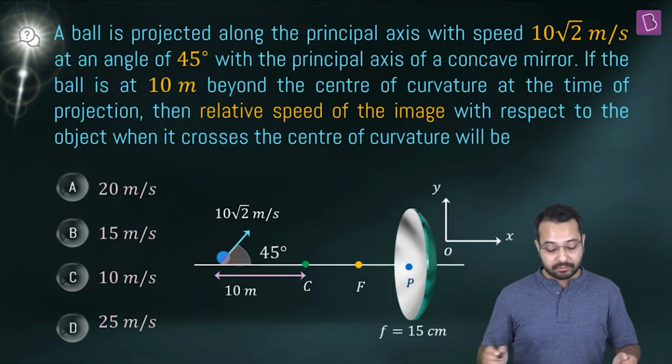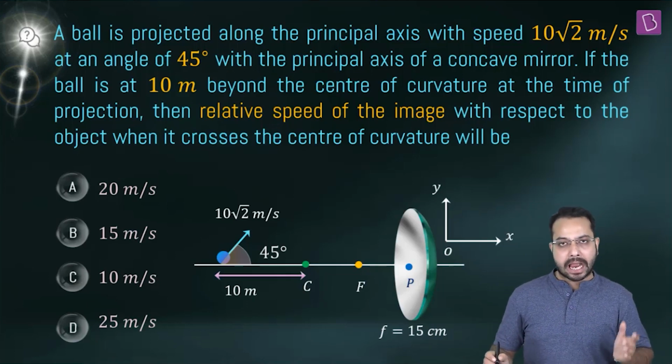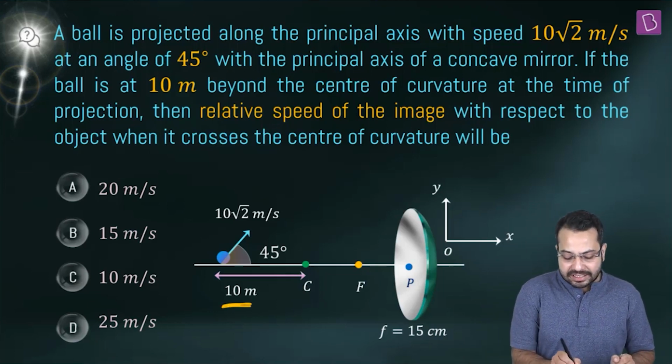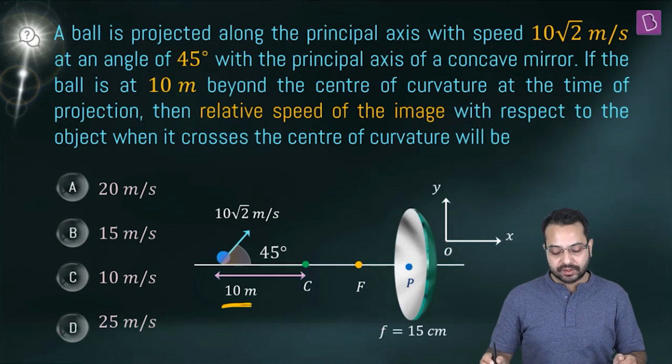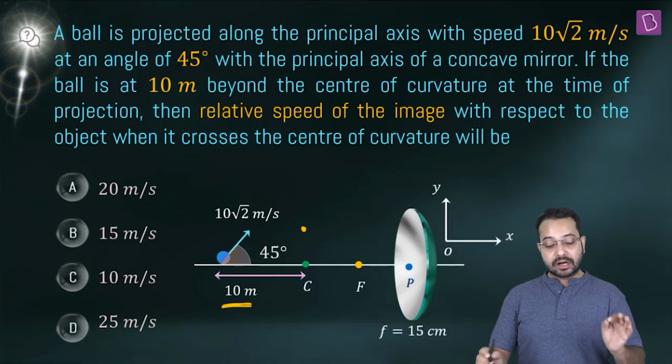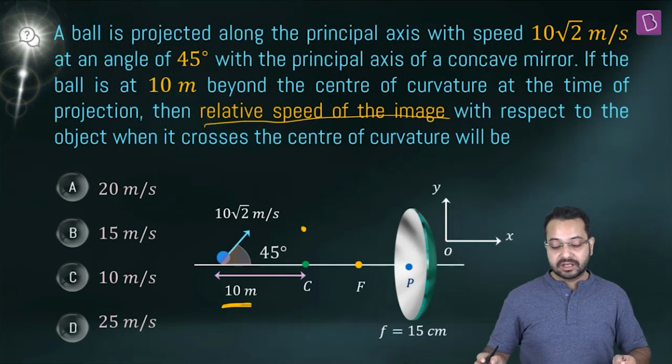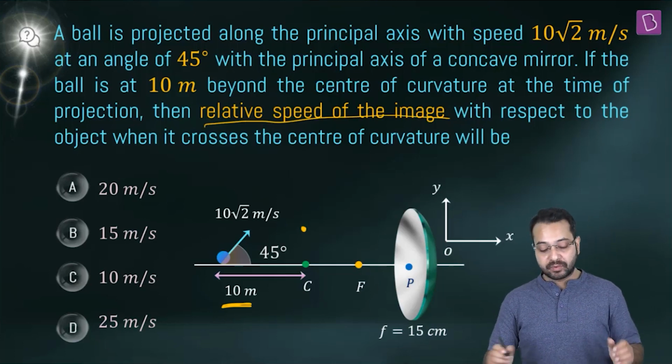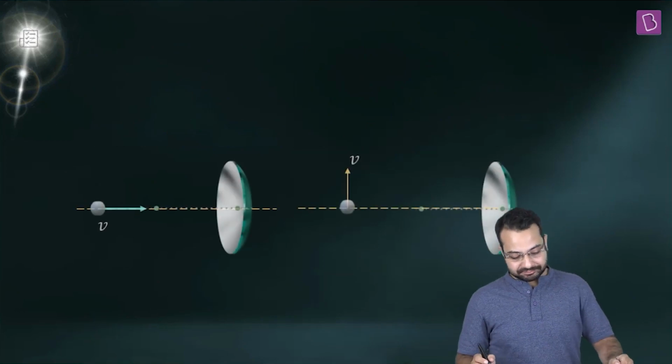Okay, very interesting problem. So there's a projectile, we know the angle, we know the speed, and it is 10 meter away from the center of curvature. When this is going to reach the center of curvature, we need to figure out the relative speed of the image with respect to the object. Okay, pretty interesting. Let's see.